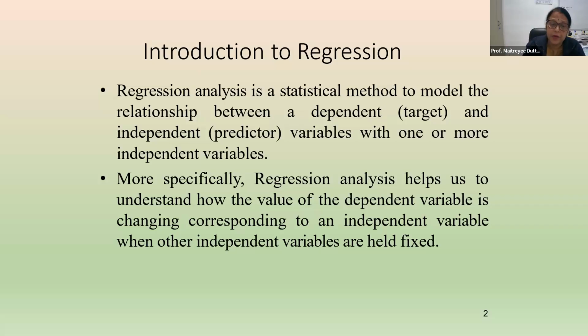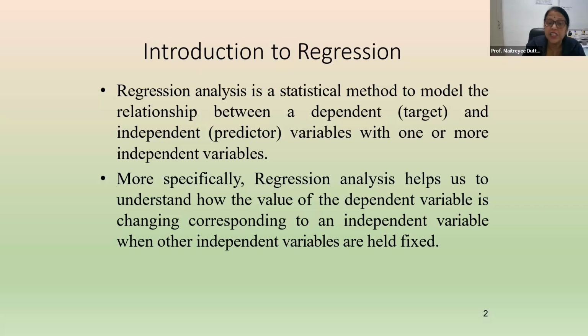corresponding to the independent variable when other independent variables are held fixed. What is the meaning of this? The meaning is this: for example, you have many independent variables. If you change one independent variable and find the change in the dependent variable while the other independent variables are fixed, right? Age is fixed, or age you are changing and the other variables you are keeping fixed. For example, salary you are changing but other variables you are fixing.